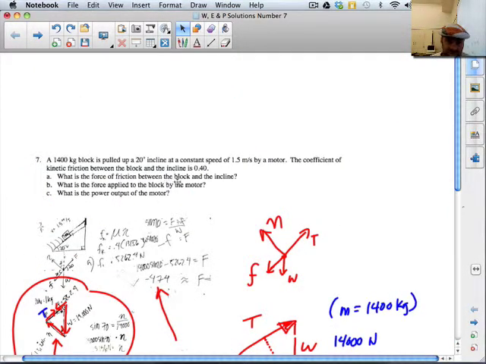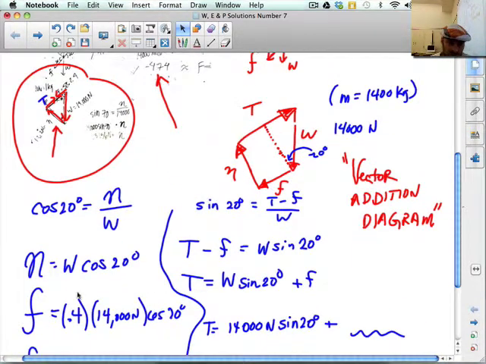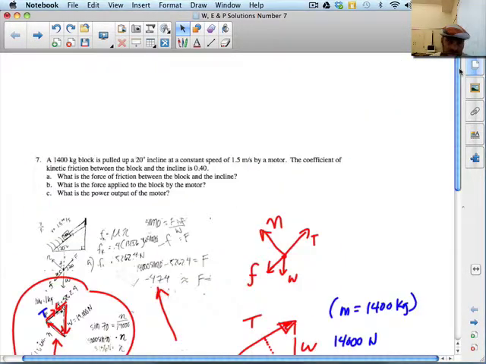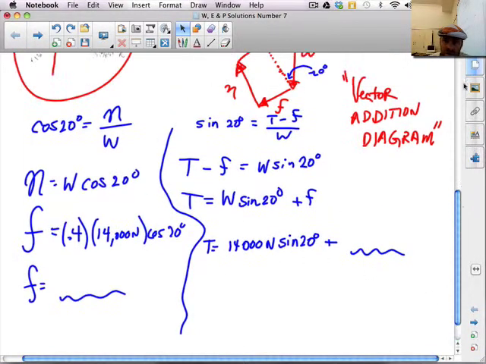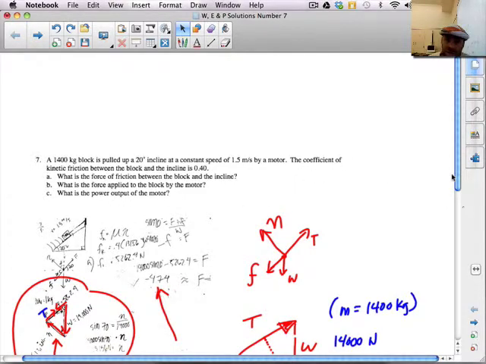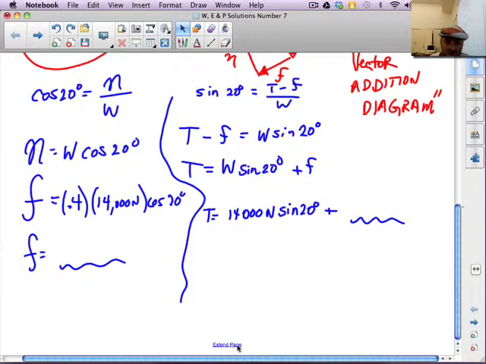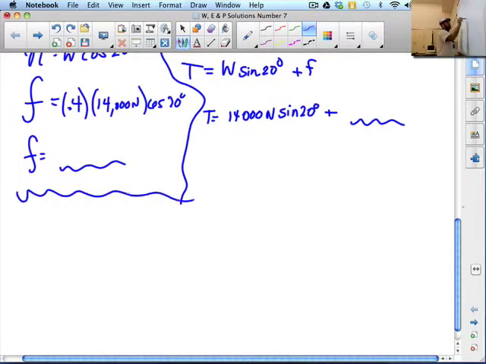What is the force of friction between the block and the incline? Well, that's right here. What is the force applied to the block by the motor? Okay, that's right here. And then when you want to find the power output of the motor, there's actually a few ways you could do it. It's a good idea to draw an energy flow diagram for every problem. It just helps you understand the problem better.